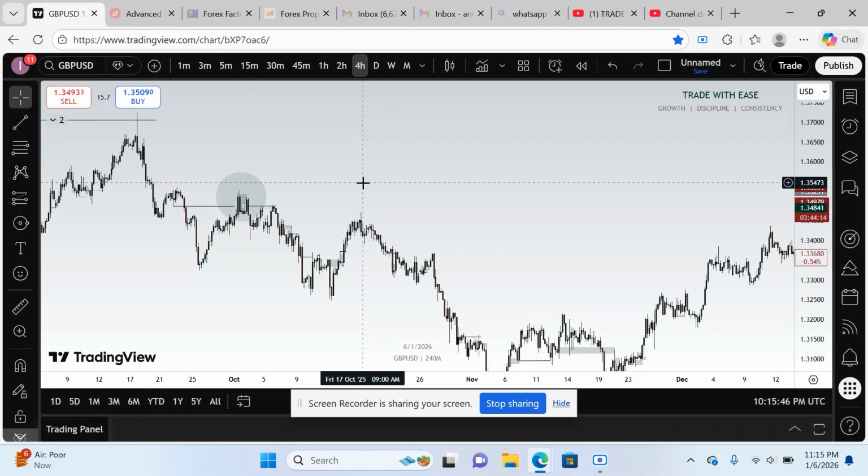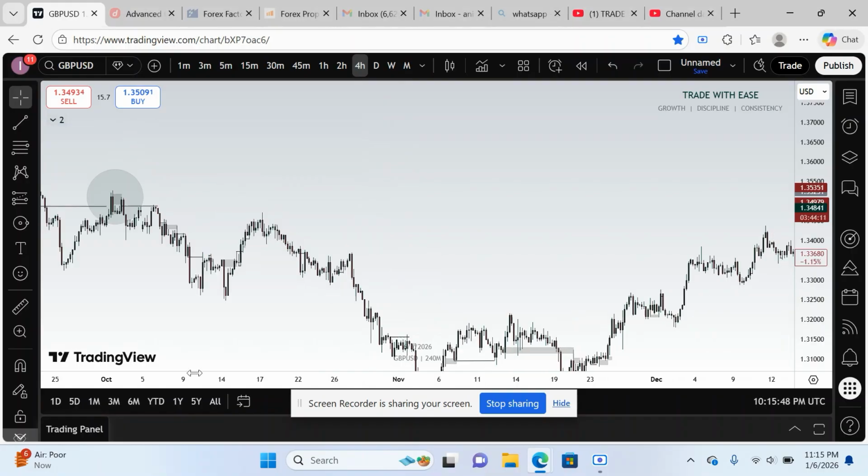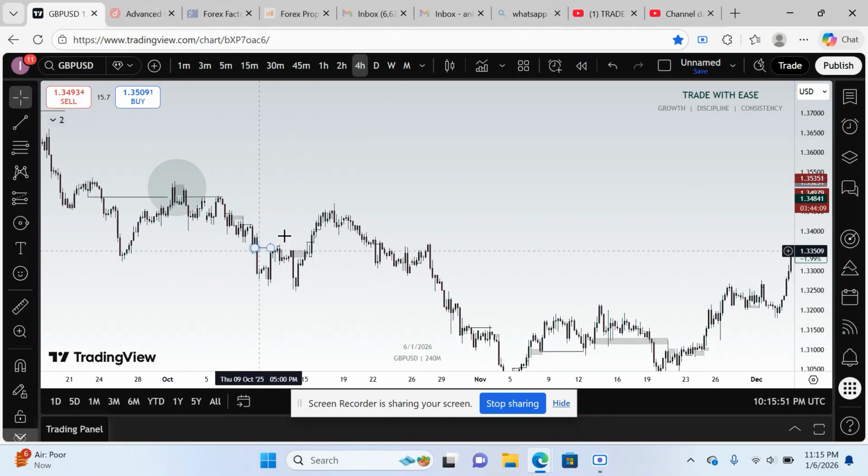So what you want to do again on your higher time frame is to wait for price to come again into, so let's use the Fibonacci.